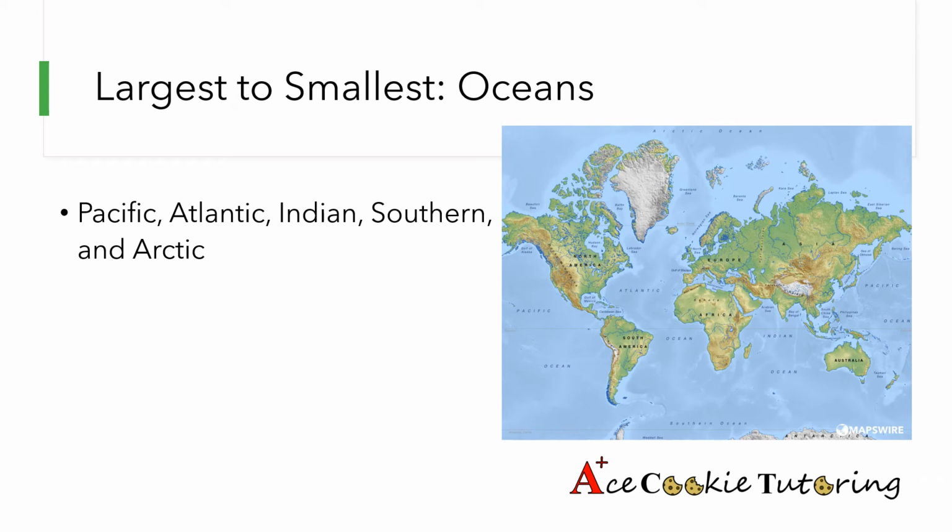Now that we've listed the continents in largest to smallest order, let's do the same for the oceans. The Pacific Ocean is the largest ocean, followed by the Atlantic, then the Indian, then the Southern, and finally the Arctic Ocean, being the smallest ocean on the planet Earth.